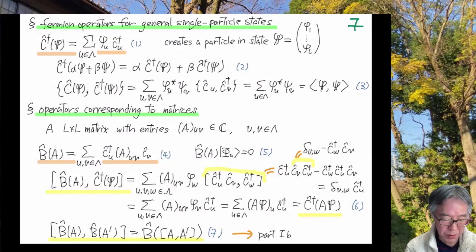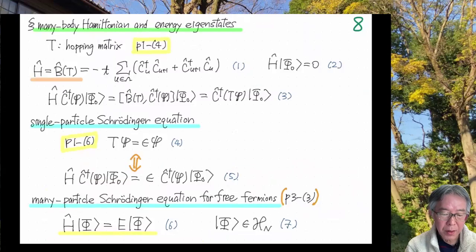And similarly, if A and A prime are L by L matrices, and if you compute this commutation relation in this many particle world, the answer is this. So this is just a commutator between two matrices. Okay, this is easy to show, and we're not going to use this in this video, but we are going to use this in part 1b. So probably it's a good idea to sit down and derive this. It's not too difficult. Okay, so now we are ready to discuss the many-body Hamiltonian and corresponding energy eigenstates.